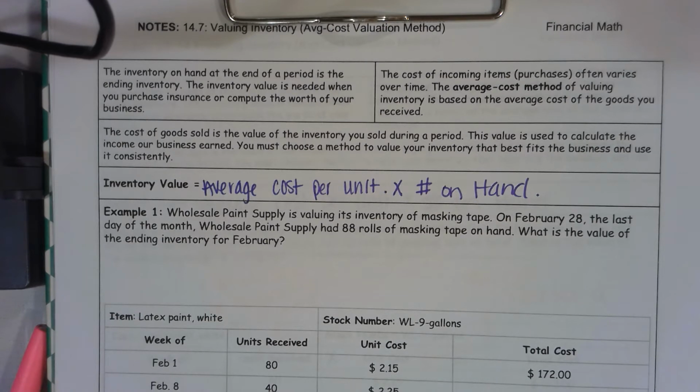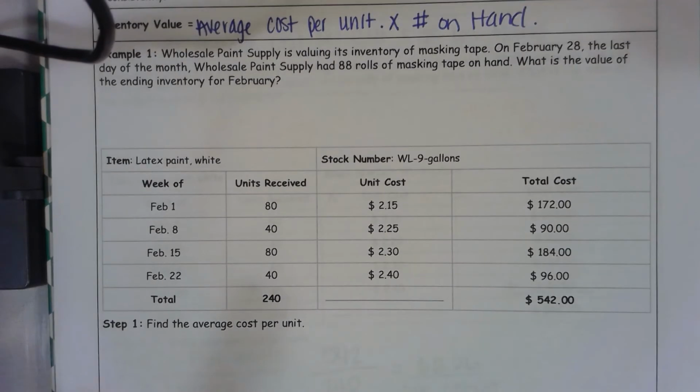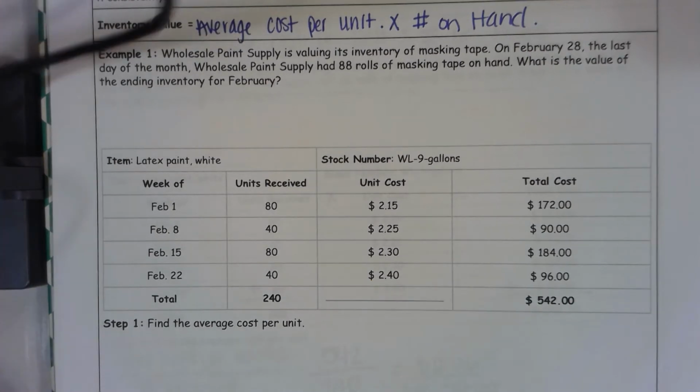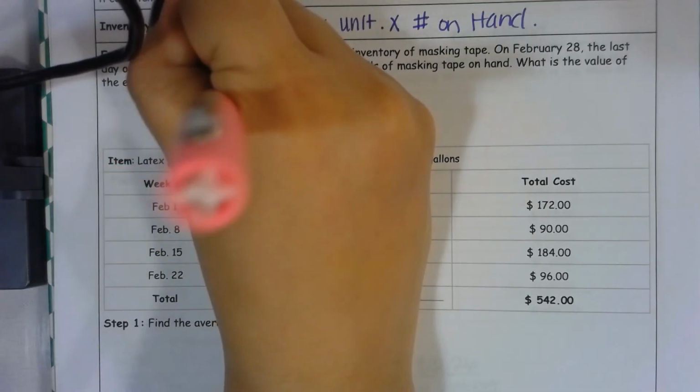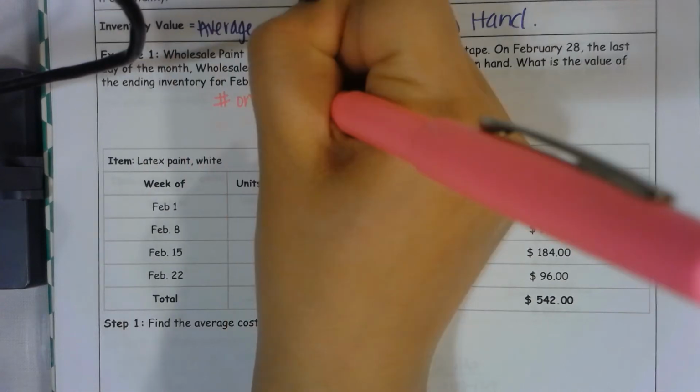So wholesale paint supply is valuing its inventory of masking tape. On February 28th, the last day of the month, wholesale paint supply had 88 rolls of masking tape on hand. What is the value of the ending inventory for February? So some things to note before we do this: this units received, what it stands for is the number on hand at the beginning of the week.